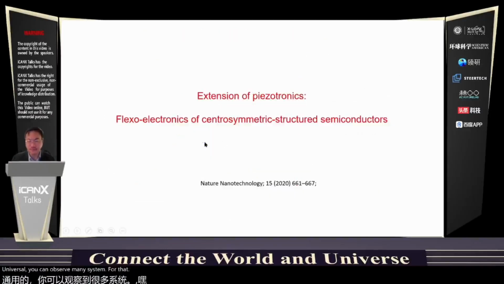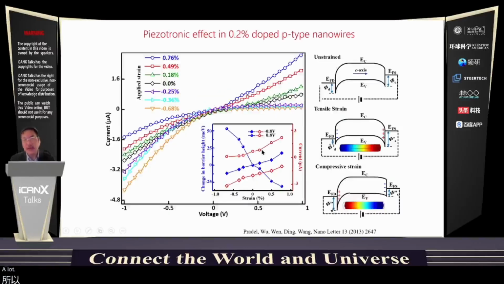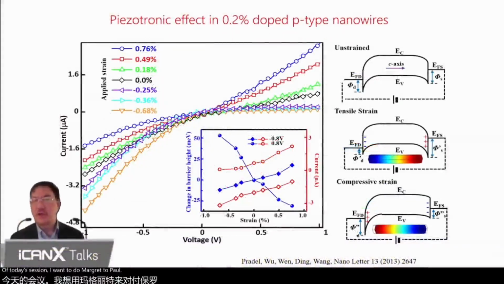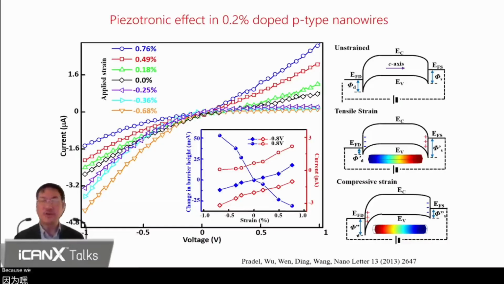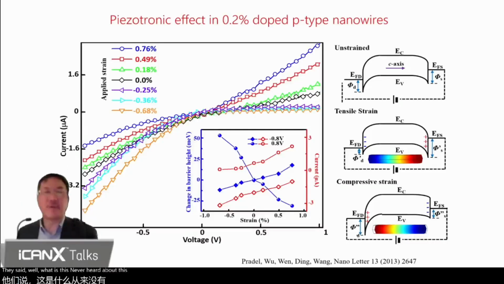Okay. So I'd like to add a few things more because Paul is the chair of today's session. I'd like to give my gratitude to Paul. The first paper on piezo-phototronics was published in ACS Nano in 2010. The second paper was also published in ACS Nano because we submitted to other journals. They said, well, what is this? Never heard about this one. Must be wrong. Reject. Thanks, Paul, for publishing those papers.